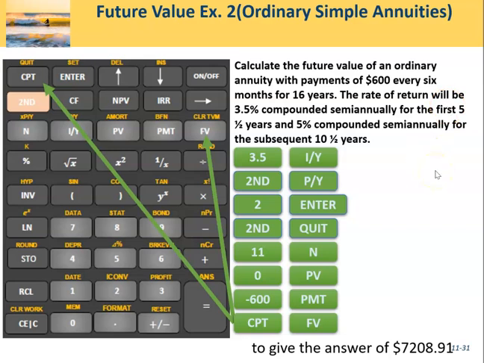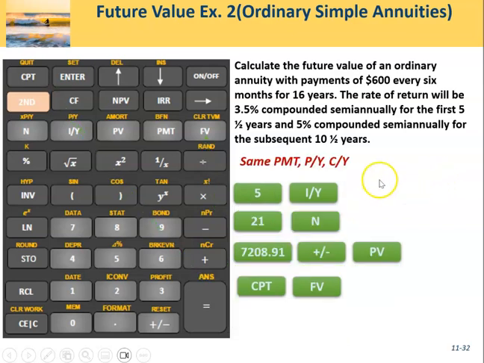Okay, so now we need to figure out the second half because the interest rate changes. It's going to go up to 5% compounded semi-annually for the remaining 10.5 years. So we've got the same payment amount. If we don't clear our calculator, if we don't click that clear work, it's still holding the payment amount, the payments per year and the compounding per year, which is 2. We'd enter that under the previous conditions. But what we do need to change and enter in is our new IY. So we have 5 IY.